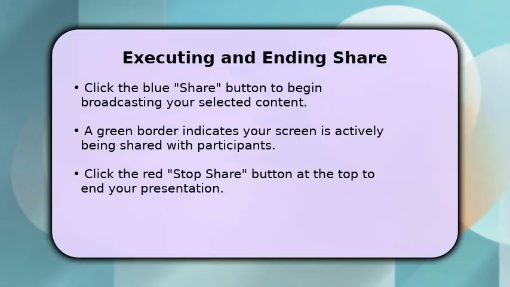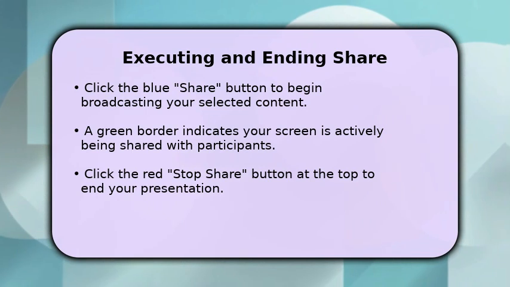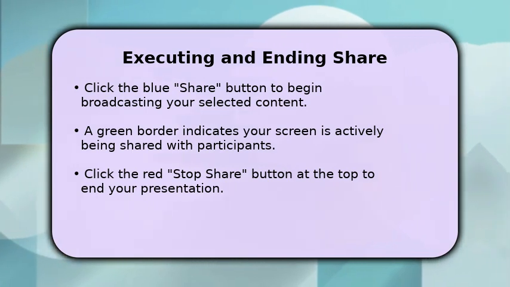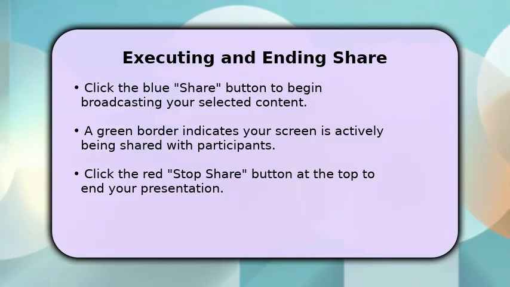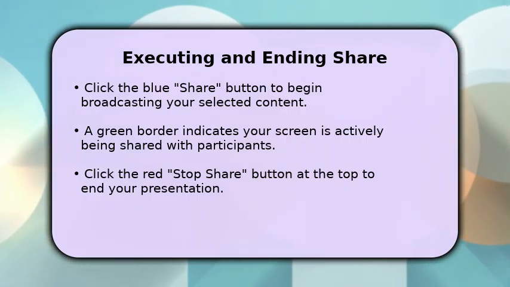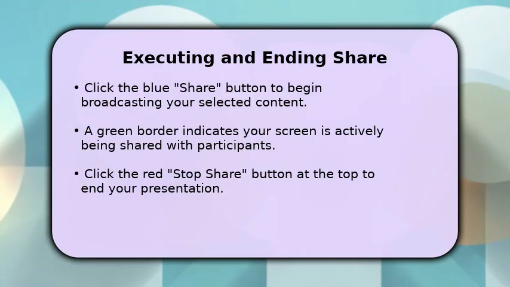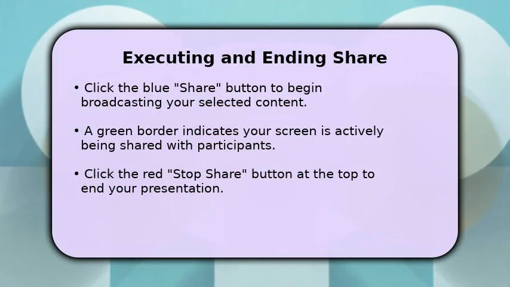After making your selections and optimizations, click the blue Share button in the bottom right corner to start sharing. You'll notice a green border around the shared area, confirming it's visible to others. When you're ready to stop, simply move your mouse to the top of the screen to reveal the meeting controls, and then click the prominent red Stop Share button. This action will immediately end your screen broadcast, returning control to the main meeting view.